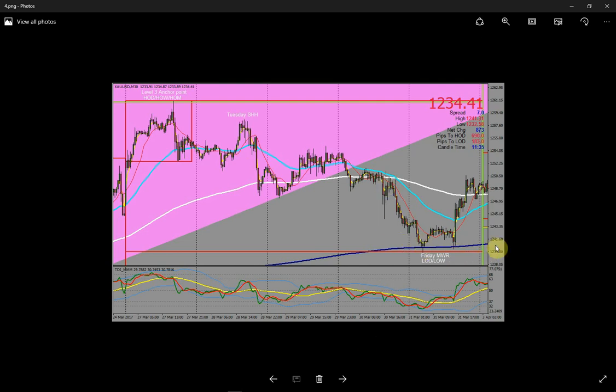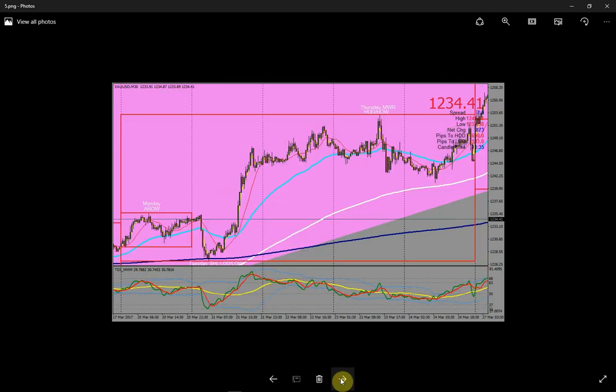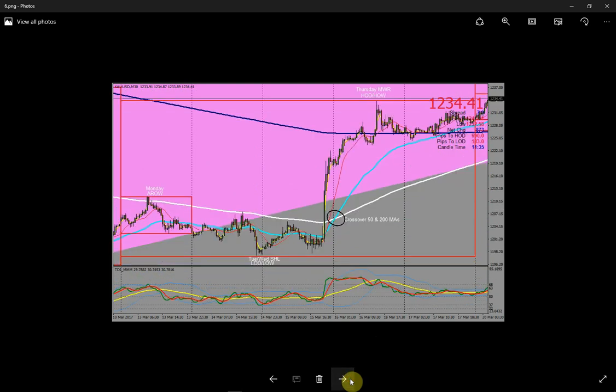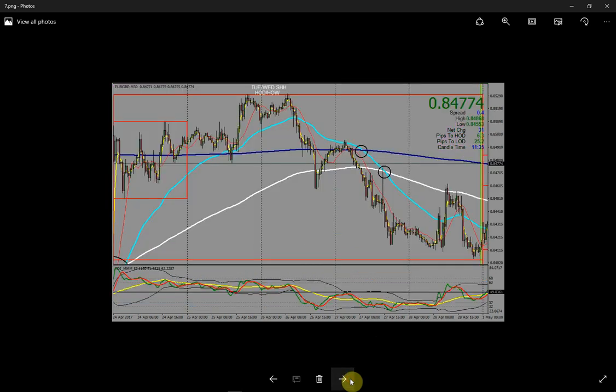You do get moving averages. You do get levels. You do get support and resistance. You do get trend lines. Then you're good to go. There's a very good bounce there as well. It's a good entry. Another entry here.